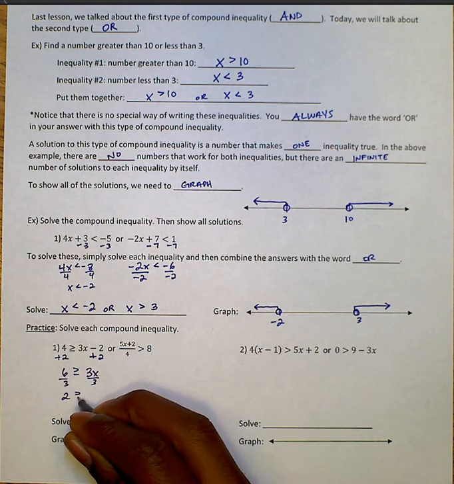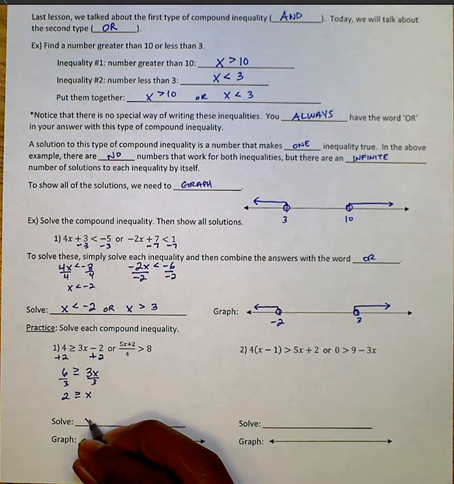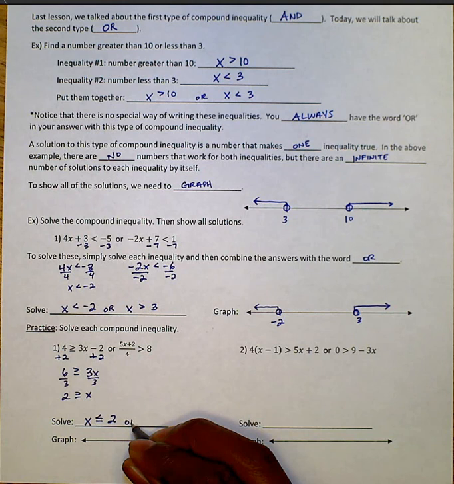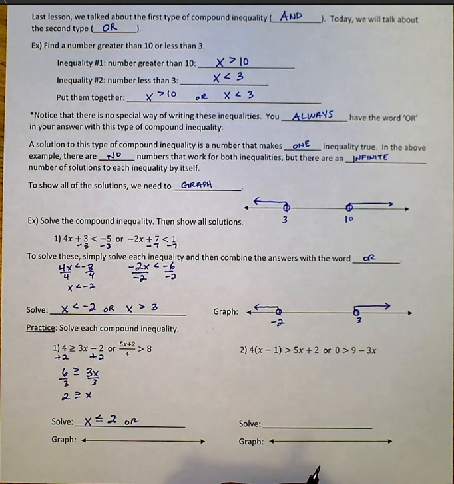2 is greater than or equal to x. And so when I write this down, I always like to have my variables leading. So I have x is less than or equal to 2. Or, because if it started out as an OR inequality, it has to end as an OR inequality as well.